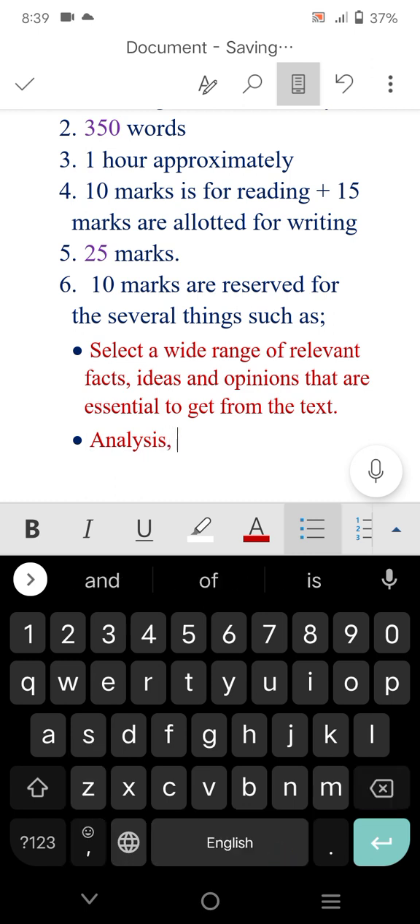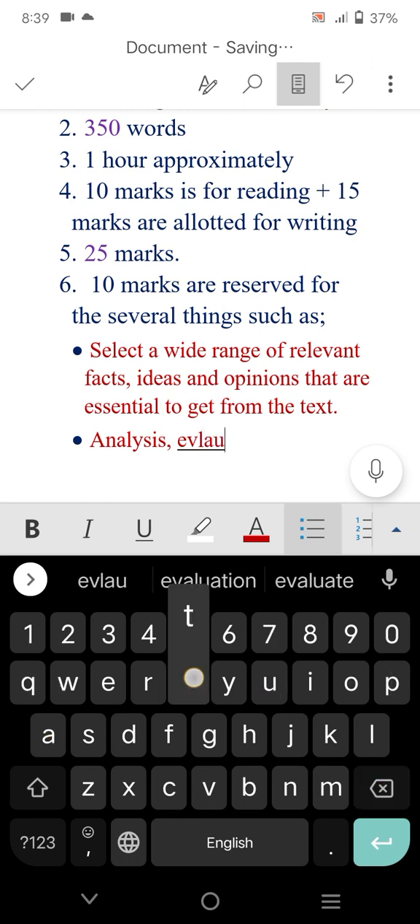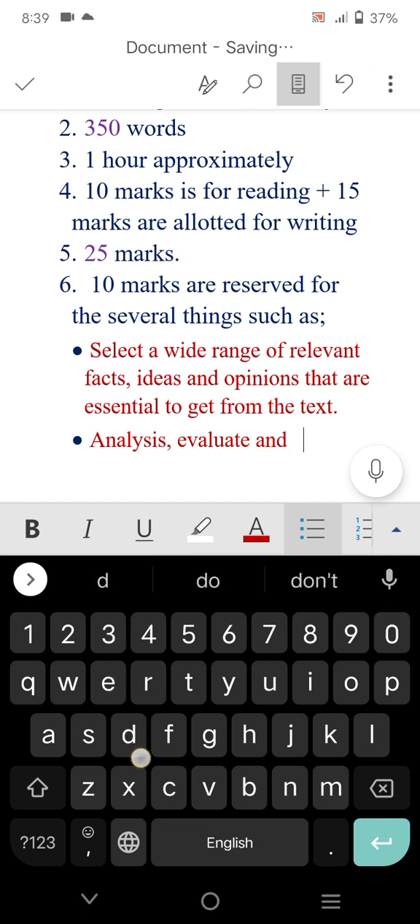Analysis, evaluate. It means that after reading it, you should understand what the text is talking about, and what the content points are that tell you what you have to write, or otherwise you will not be able to evaluate and analyze what the situation is, what the text talks about. Evaluate and develop.